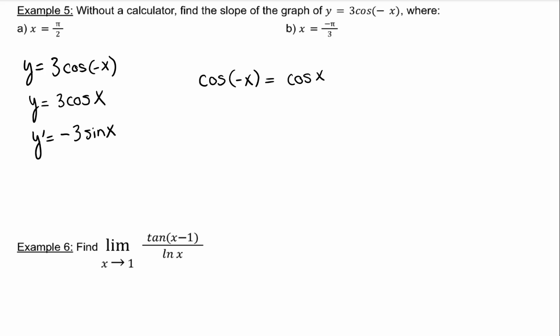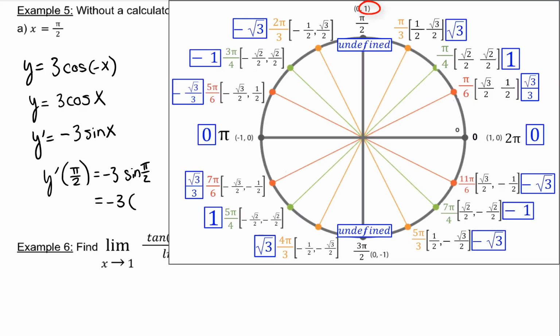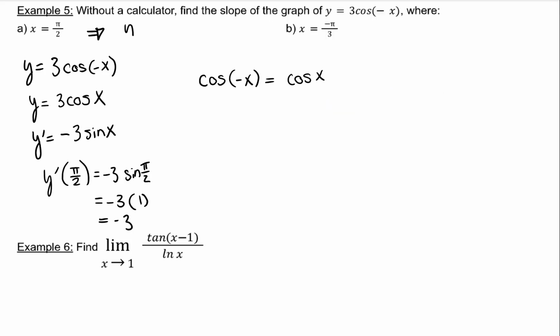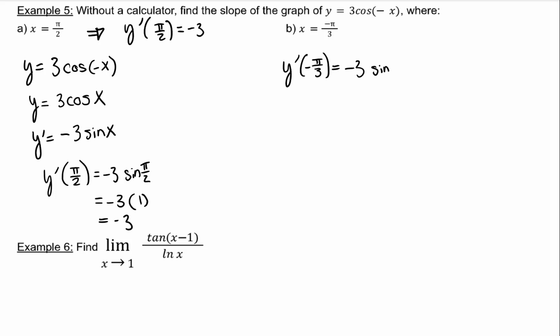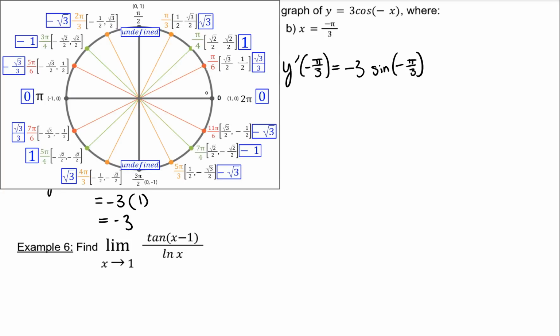Let's plug in our x value of pi halves to find the slope at pi halves. The y value at pi halves is 1. So when x equals pi halves, the slope of y equals 3 cosine negative x is negative 3. To plug in negative pi thirds, remember that negative pi thirds is coterminal to 5 pi thirds. So the y value at 5 pi thirds is negative root 3 over 2.